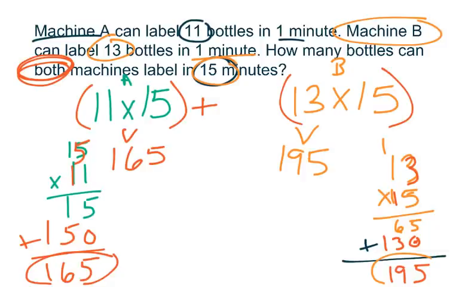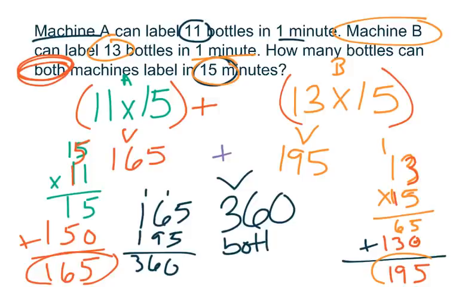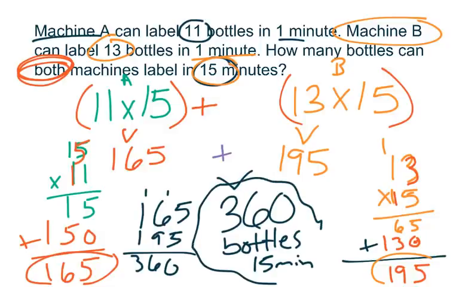bottles in 15 minutes. And my final step is to add these two products together. So 165 plus 195, I'm going to go ahead and put those one on top of the other so I don't make a mistake when I am doing my addition. Carry this one, and my machines in total can label 360 bottles in 15 minutes. That's pretty good, 360 bottles in 15 minutes.